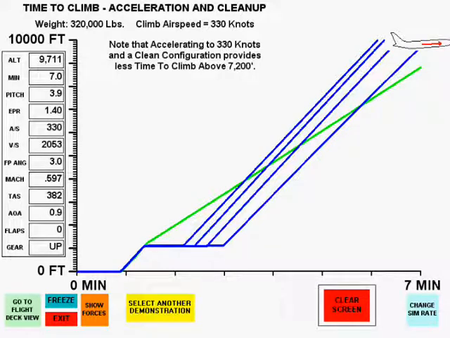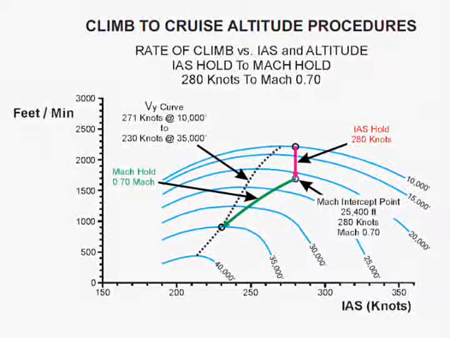Since we now know that the most efficient climb speeds should be used as soon as obstacles have been cleared, we will now look at how to manage the climb profile from obstacle clearance to cruise altitude. This picture shows rate of climb curves versus airspeed for altitudes from 10,000 feet to 40,000 feet.